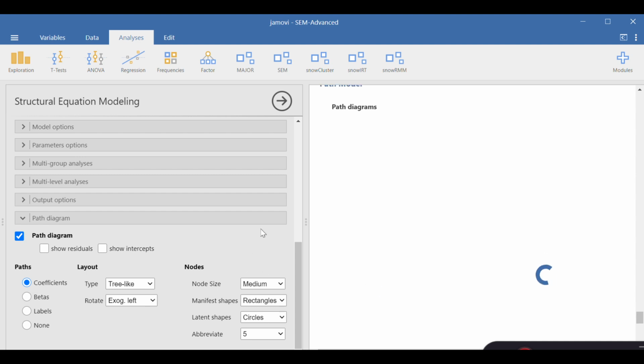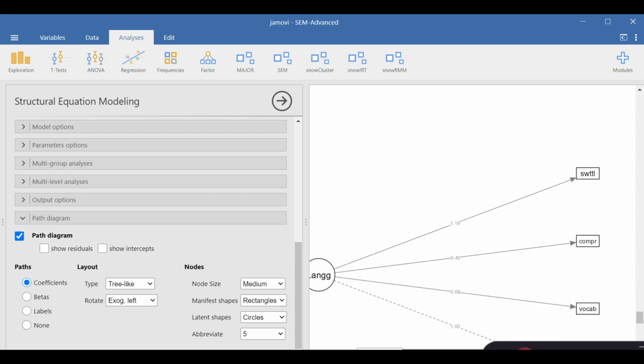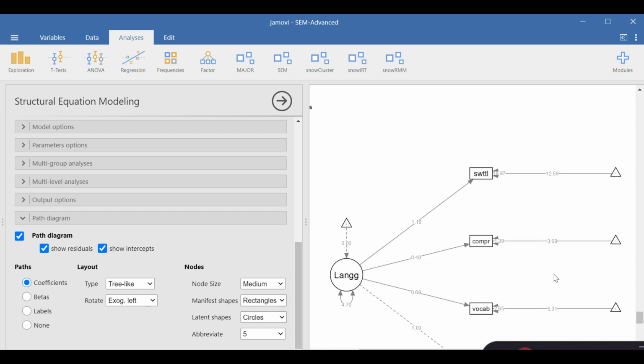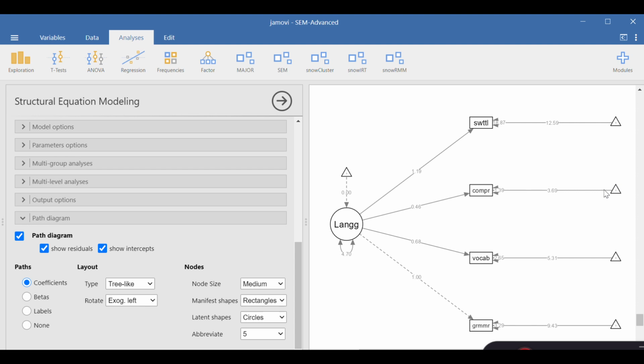It's going to take some time to appear. So here it is. You can work on this path diagram to make it more appealing. You can click on show residuals, you can click on show intercepts, so you'll get to see the intercepts as well. These are the intercepts, and the residuals are indicated by those two-headed arrows. And finally, you can change the number of letters that appear in the indicators and the latent variable. I'm going to change it to a maximum of 10, so the abbreviation will still be easy to understand. So language is represented by these four indicators.